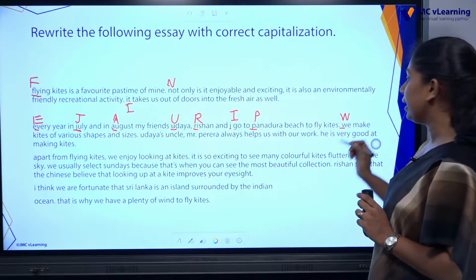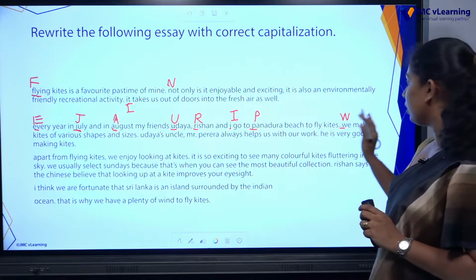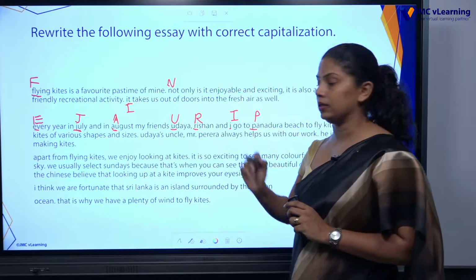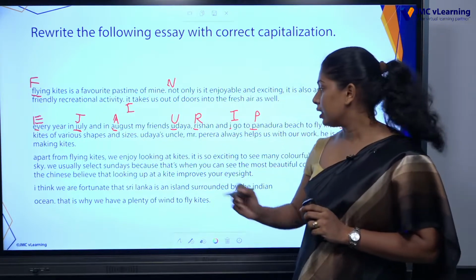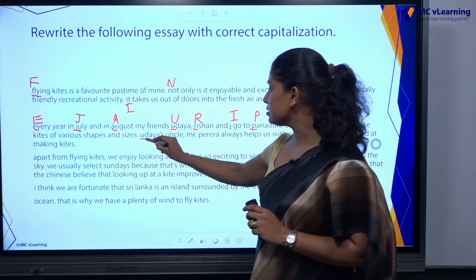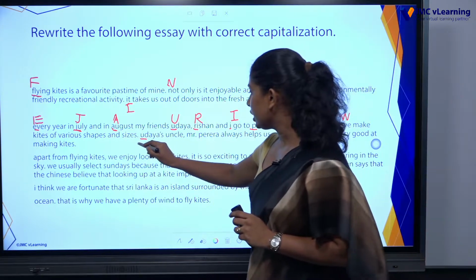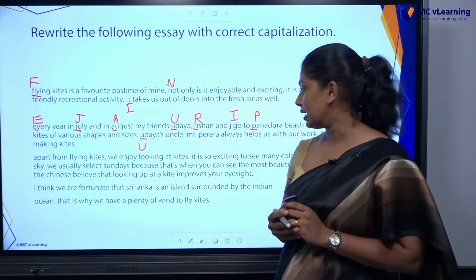Then we make kites of various shapes and sizes. So that is the only mistake done there. Then again, Udaya's uncle. Again we can see a name here, Udaya's. Then they have written simple U, and that is a mistake. We have to change that into capital U because that is a rule of capitalization.